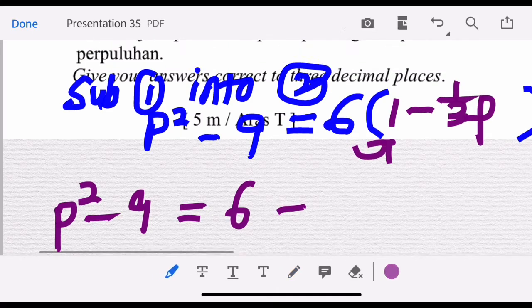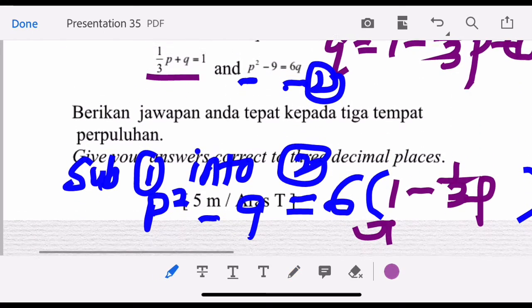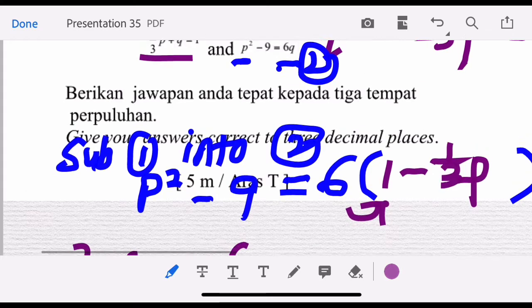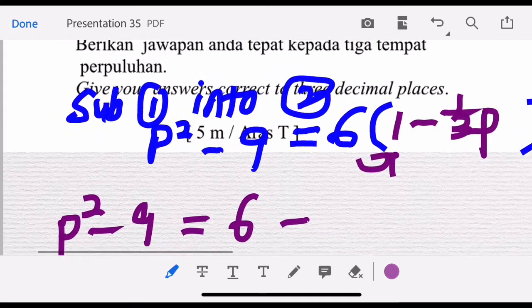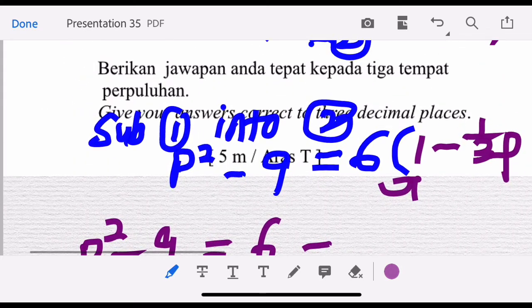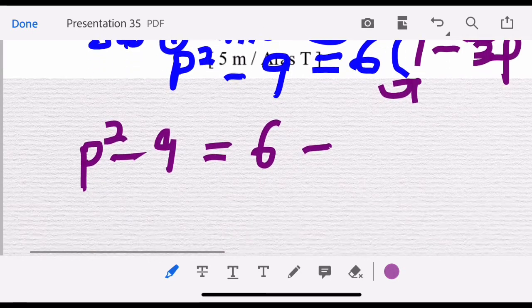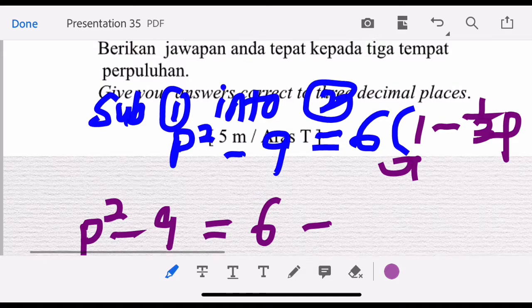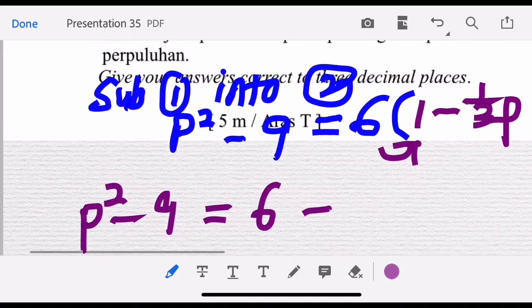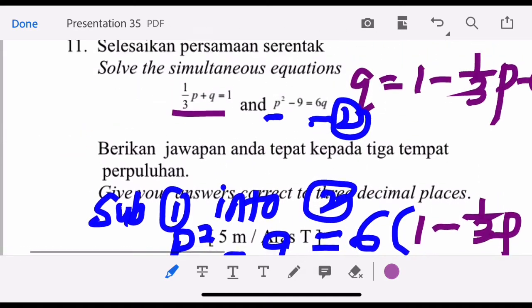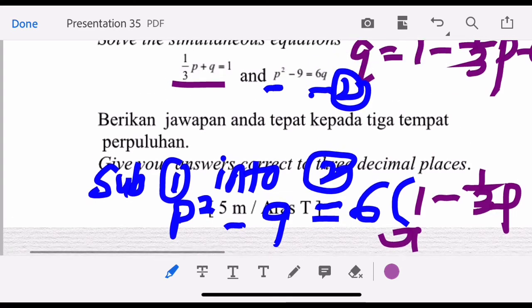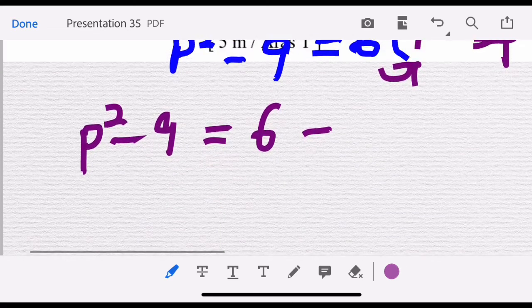So let's see, is there any mistake? P square minus 9 equal to 6q. Oh, this is not 9, this is a p square. I will have to convert everything in terms of the p, right? So let's see how to do.